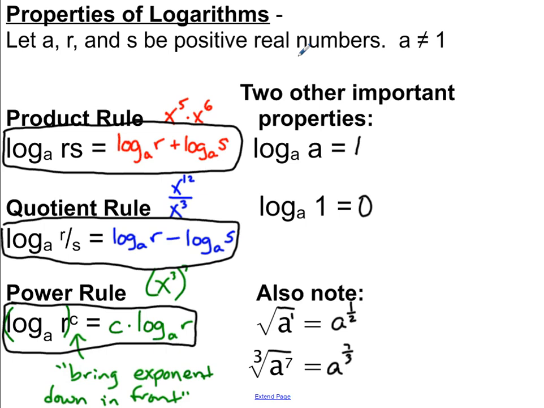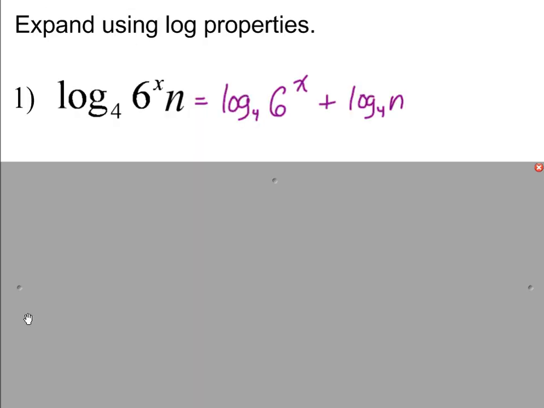And I think I can apply another property. Remember our power rule? We said if you have an exponent, you bring it down in front. So that's what we're going to do here. Bring it down in front. So I've got x log base 4 of 6 plus log base 4 of n. Okay.